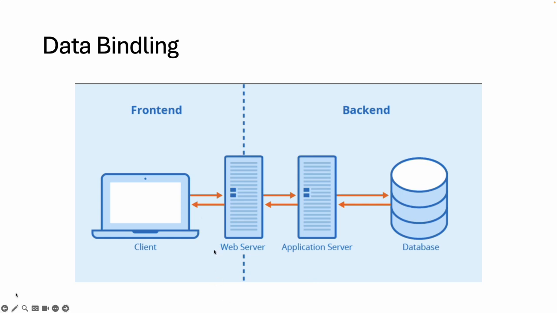So in this picture, we can consider the front end is HTML and the back end is JavaScript. The properties in the front end HTML will be controlled by the back end JavaScript, so the data will be synchronized between these two. Any changes that happen in the JavaScript will be updated in the front end as well.